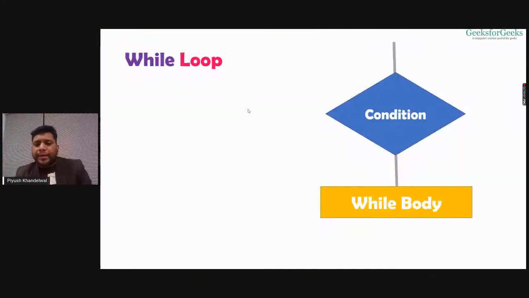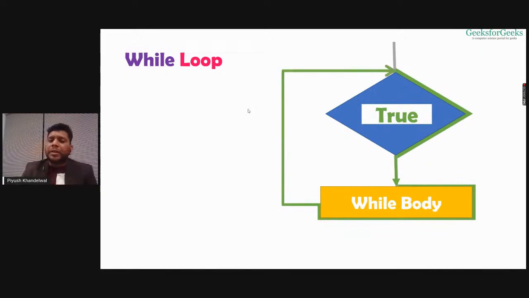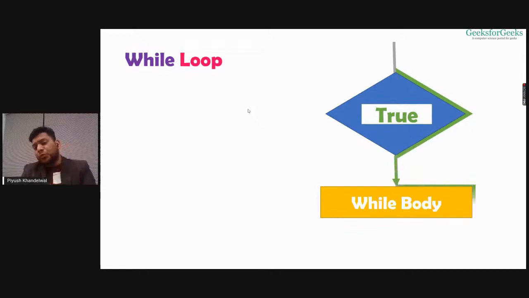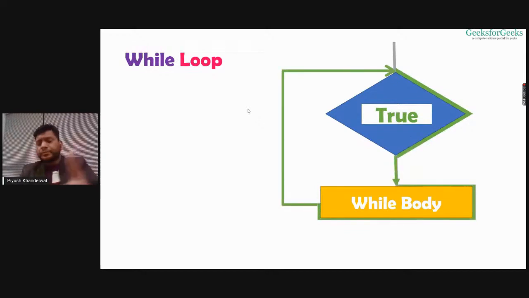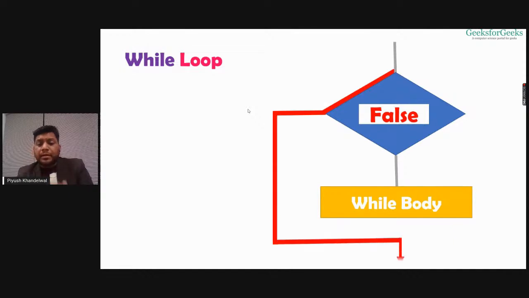See, this while loop has a condition and a body, right? First of all, this condition is checked, and then the body of the loop is executed. Suppose this condition is true, then the body of while, that means the task to be repeated, will be executed. After executing the body, the condition will be checked again. Suppose the second time also the condition is true, then again the body will be executed, and again the condition will be checked. Now this time suppose the condition is false. What will happen? The body of while will not be executed, and the control will transfer out of the loop. Your loop will terminate. Okay, I'll take one example to explain this.